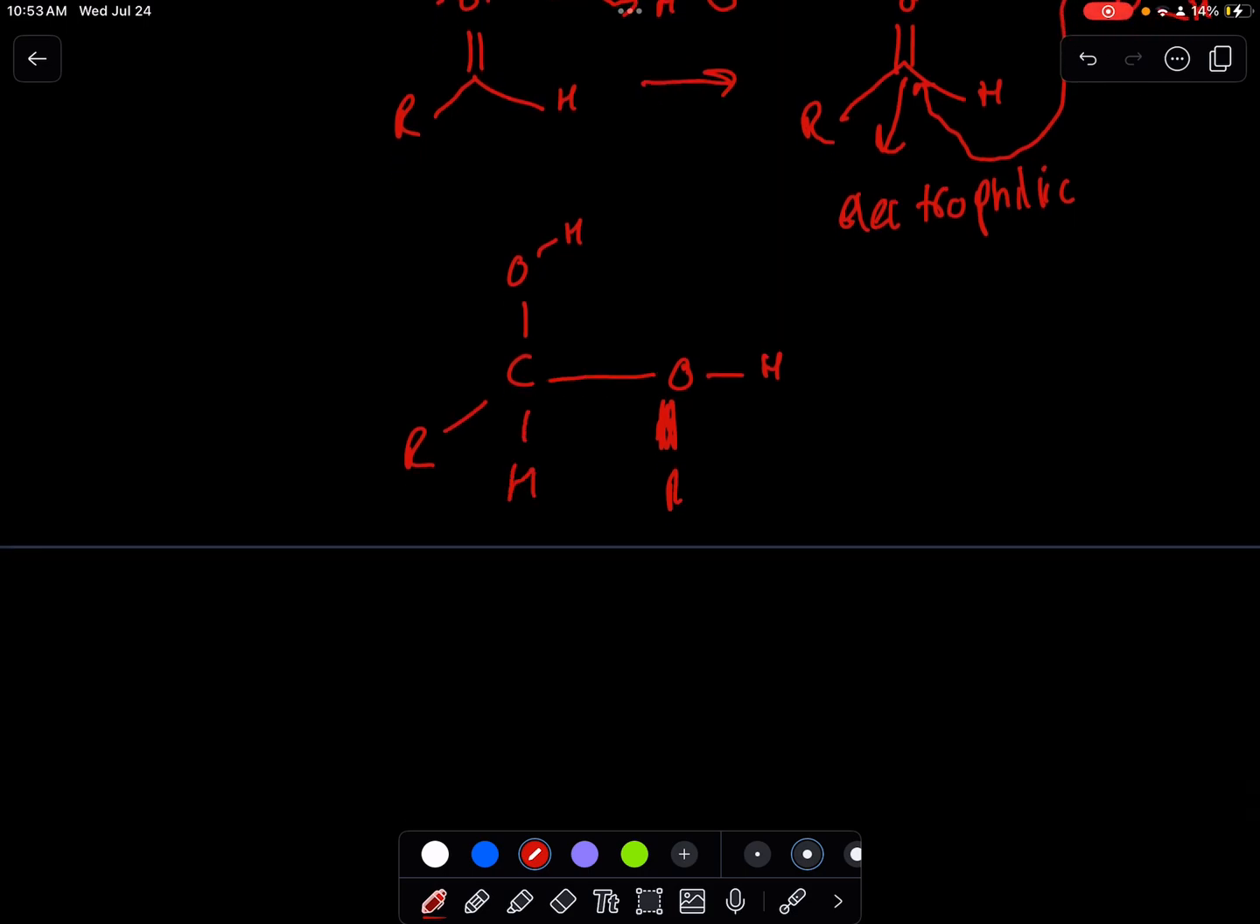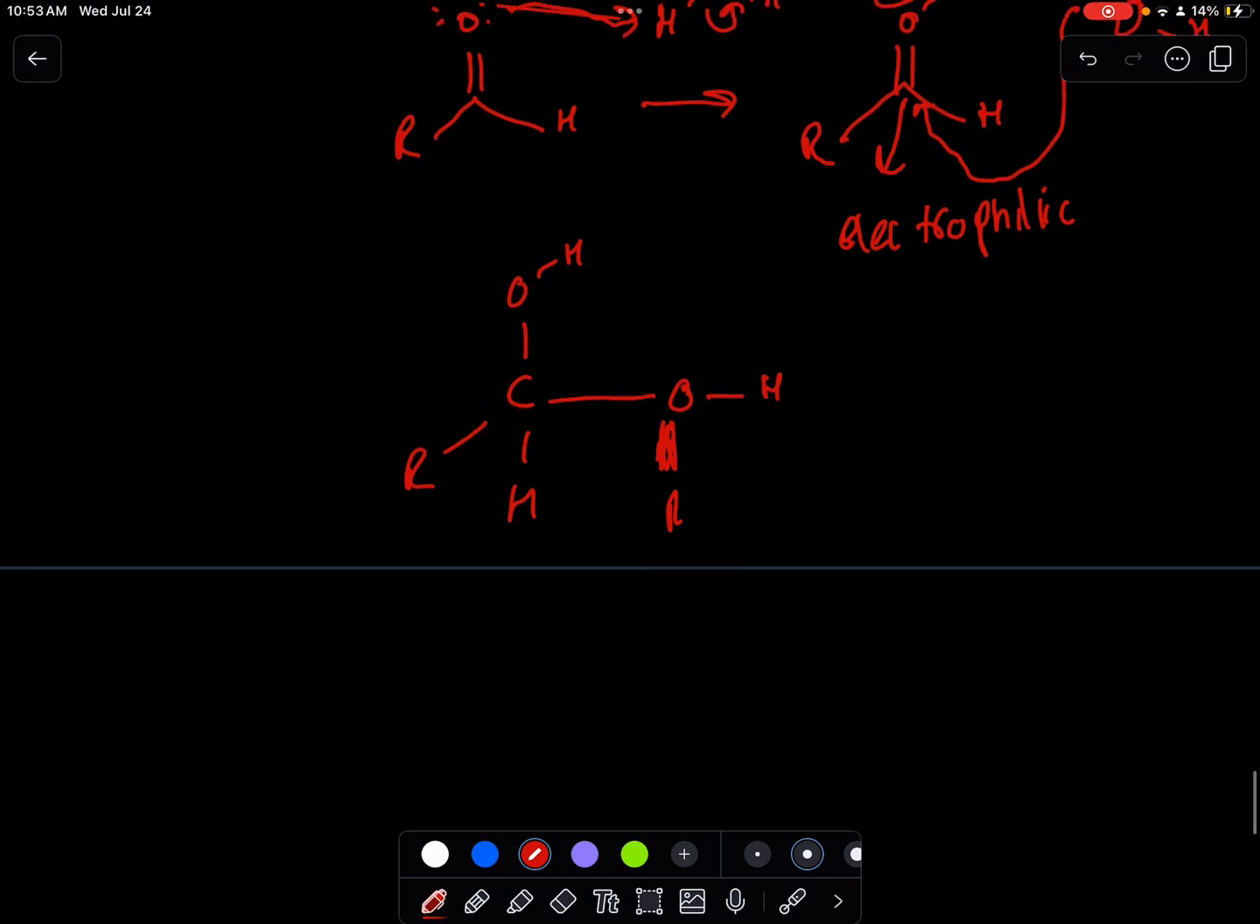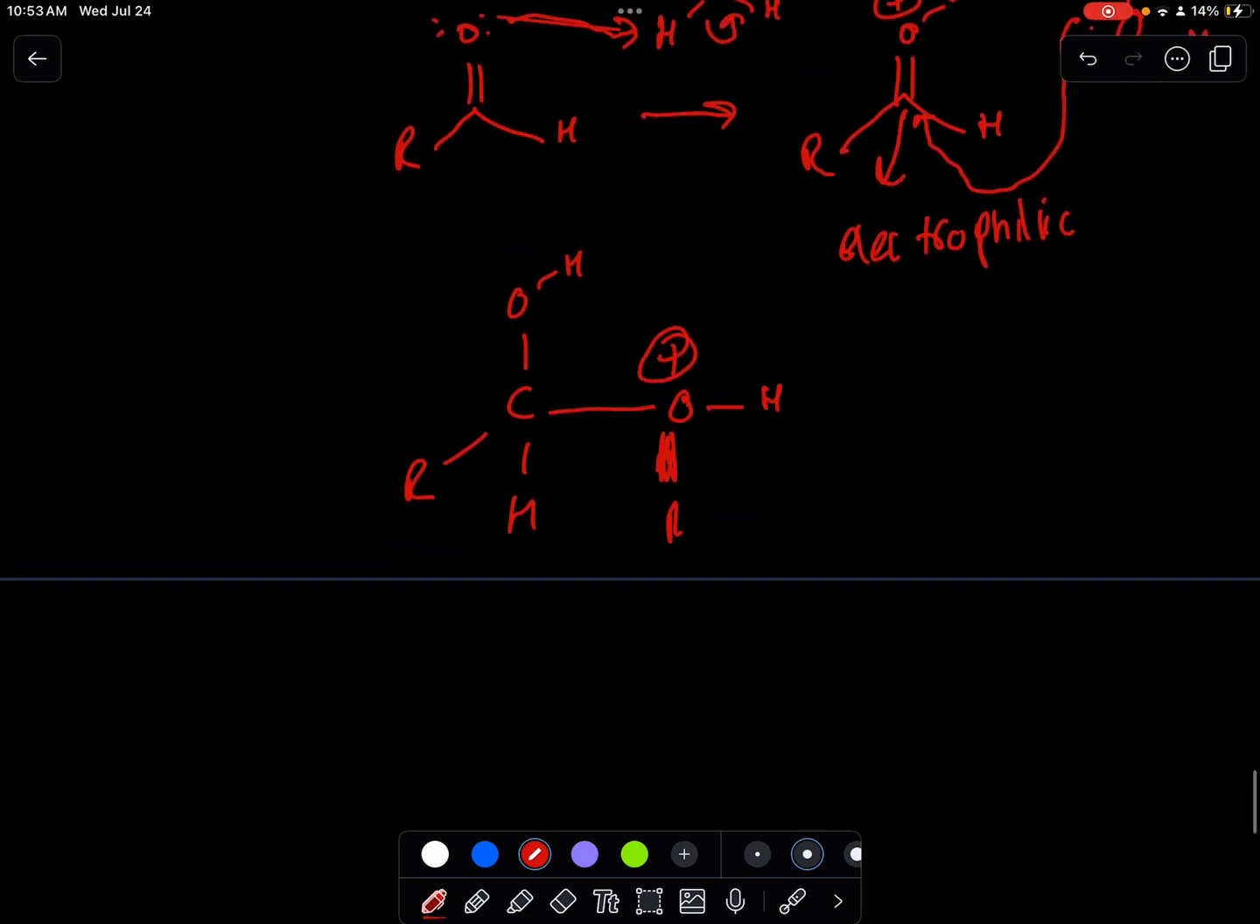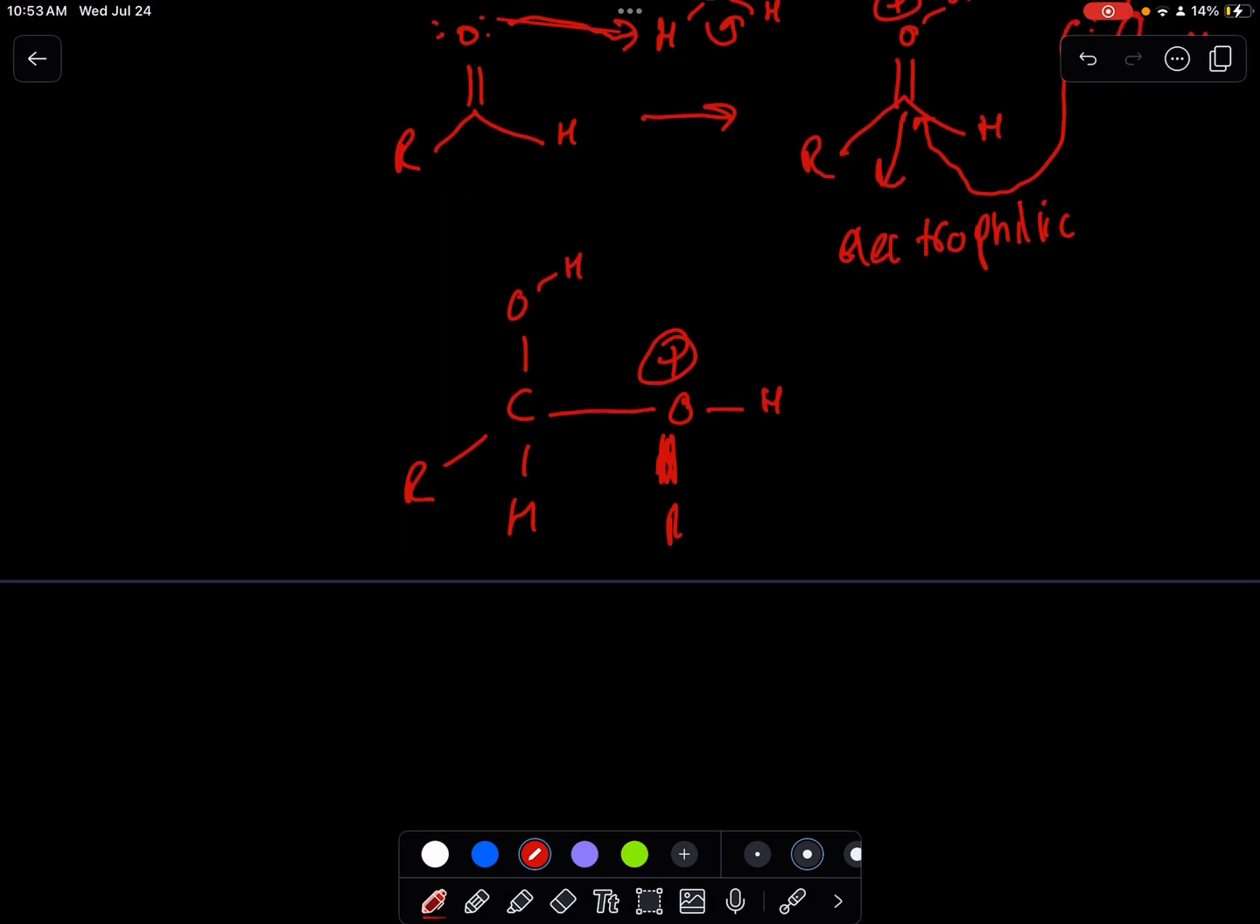So we end up here. Now, this is now positively charged, and it's going to lose that proton. And so, we end up here. This is our hemiacetal.